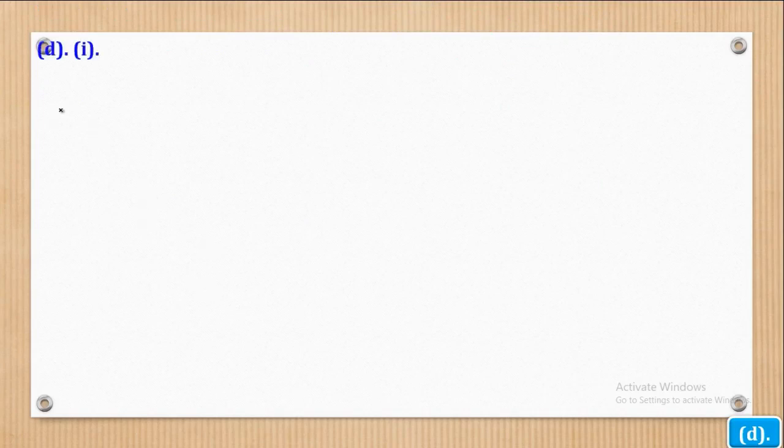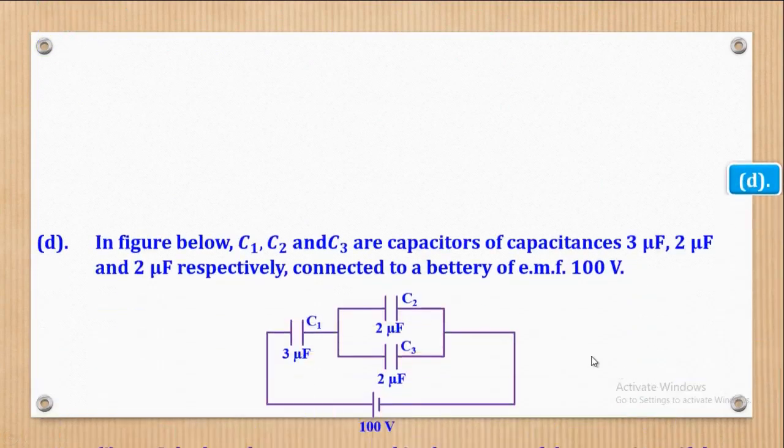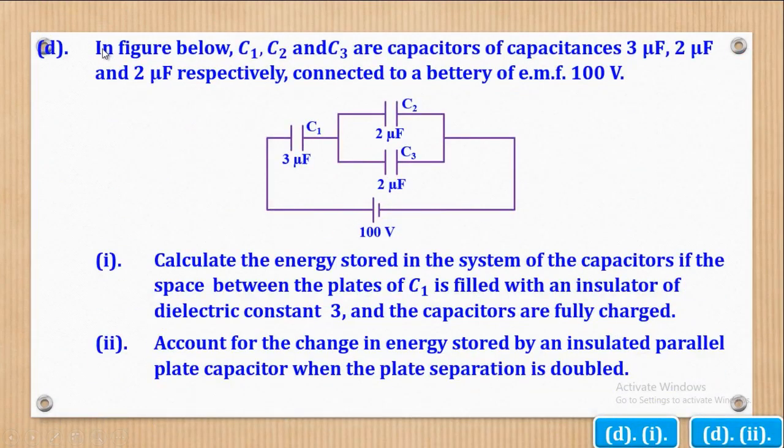So now we shall go to part D. Part D says, in the figure below, C1, C2, C3 are capacitors of capacitance 3 microfarad, 2 microfarad and 2 microfarad respectively, connected to a battery of EMF 100 volt. So this is a diagram arrangement.